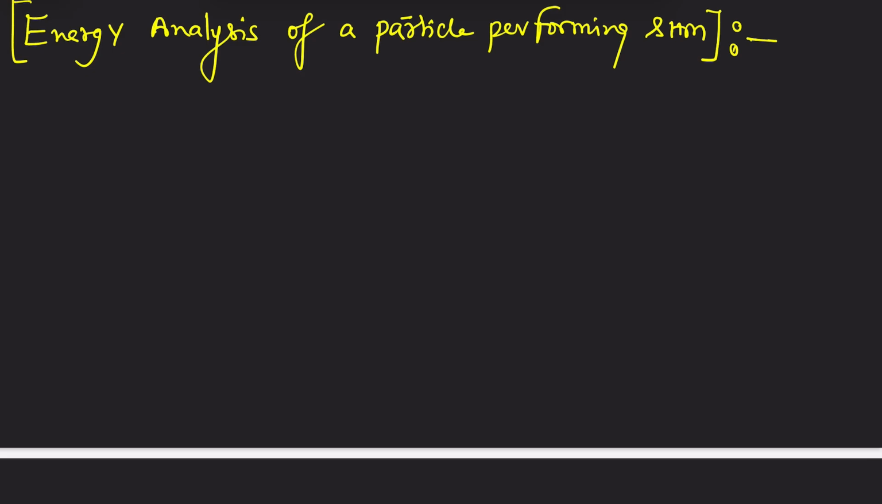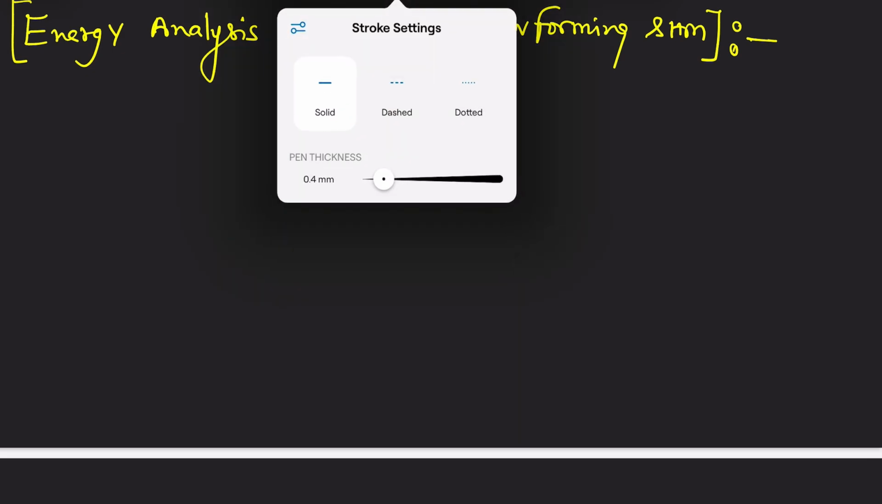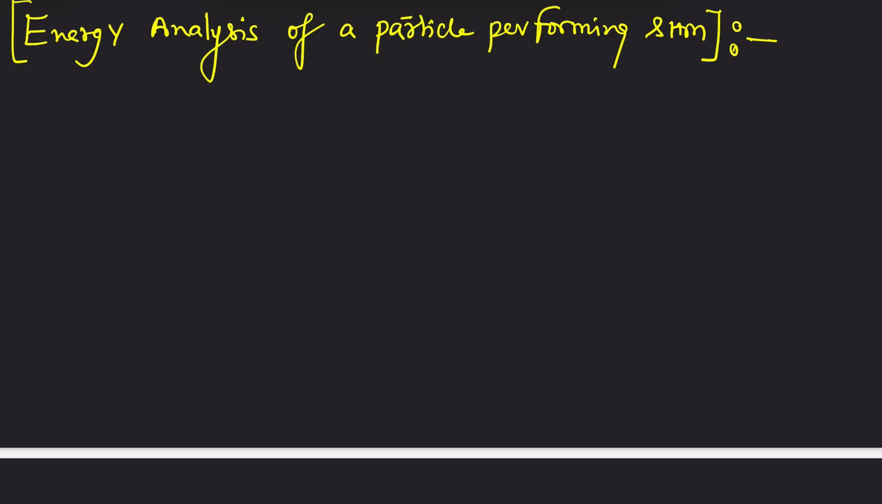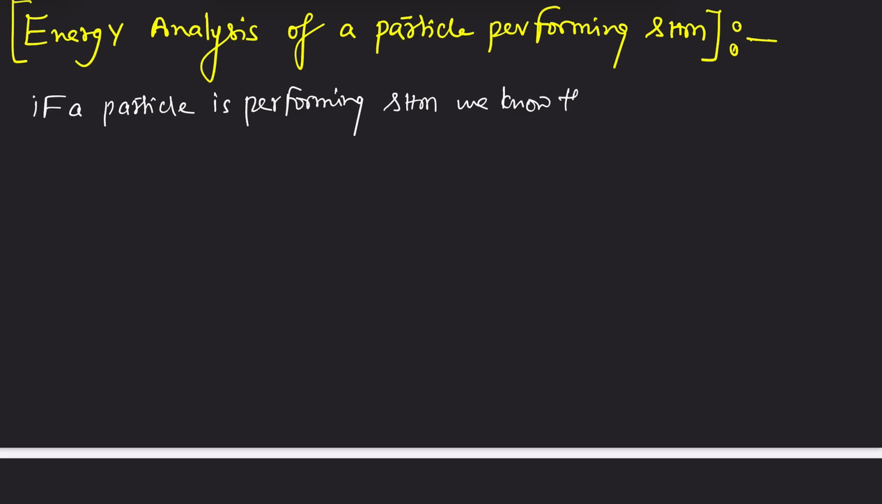So guys, if a particle is performing SHM, we know that F should be equal to minus kx, of course, if x not equal to 0, if the mean position is the origin only, then we can say that F is equal to minus kx.